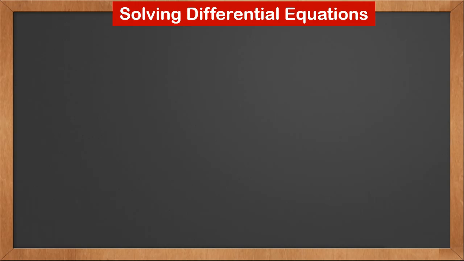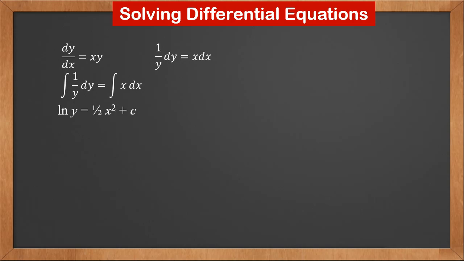Now let's learn how to solve separable differential equations. dy over dx is xy. We can write it as 1 over y dy equals x dx. Let's put an integral sign on both sides and integrate both sides. The integral of 1 over y dy is ln y. The integral of x dx is half x squared. And we need to add c on one side. So ln y equals half x squared plus c. Therefore, y equals e to the power of half x squared plus c. This is the general solution.